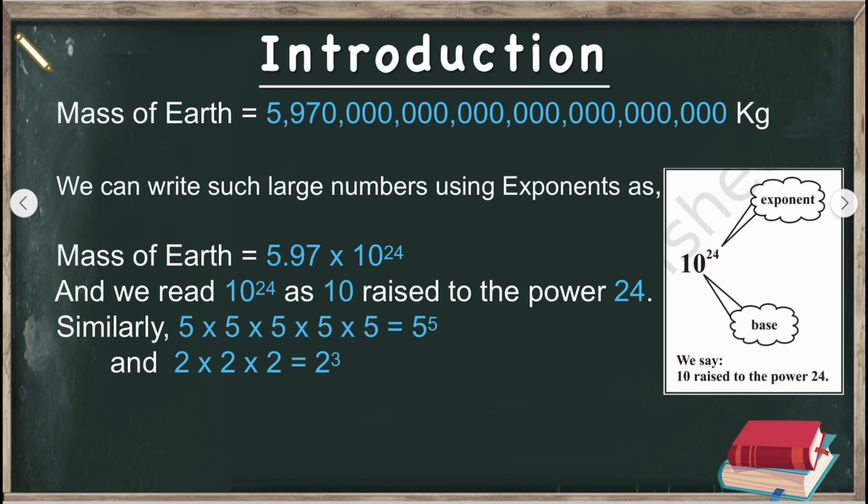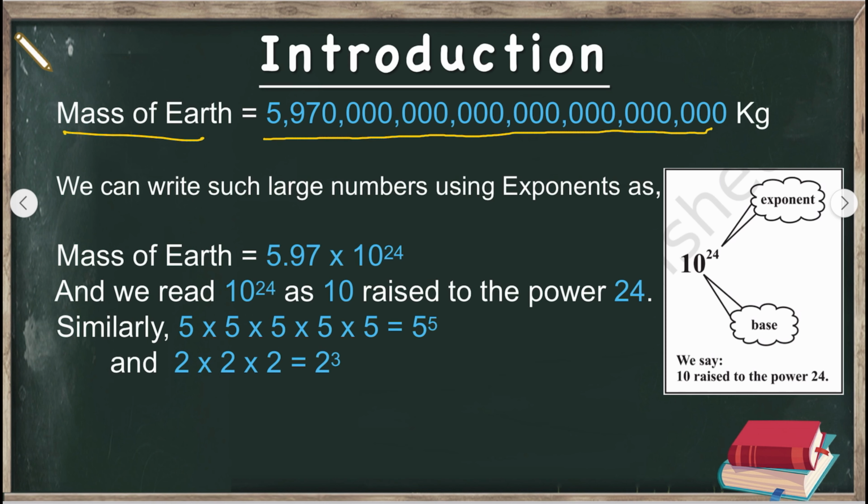Introduction is like, you must have seen a very large number. Let's see in the case of the mass of Earth, that is the weight of Earth, which is given by this very large number. It has a total of 22 zeros. So it's very difficult to read that number if someone asks you straight away how much is the mass of Earth. It's very difficult to tell them because it is a very large number.